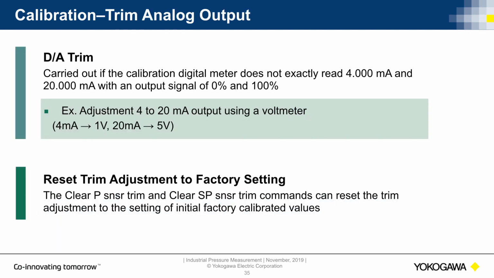And then a D to A trim. So this isn't meant for adjusting for calibration, but just fine tuning, common 4 to 20 output. So if it's reading a little bit off in terms of milliamps, you can make that adjustment with the D to A trim. And one really nice feature on all Yokogawa transmitters, you can always reset the trim back to factory settings. So there's a clear pressure sensor trim command in HART, and also the same for static pressure. So you can clear everything out back to factory settings if you make a mistake.